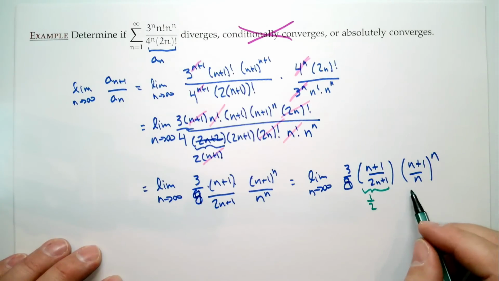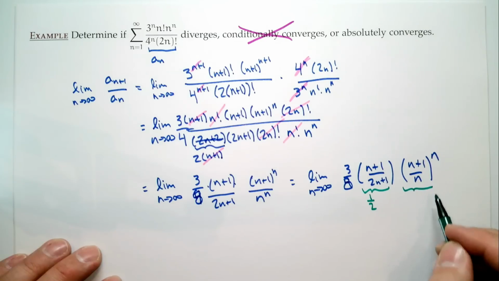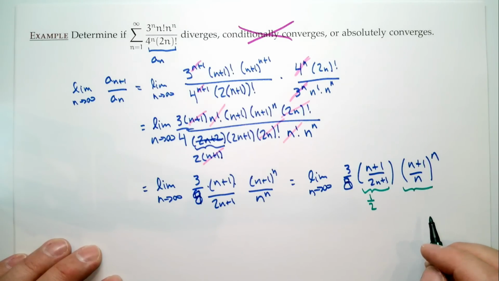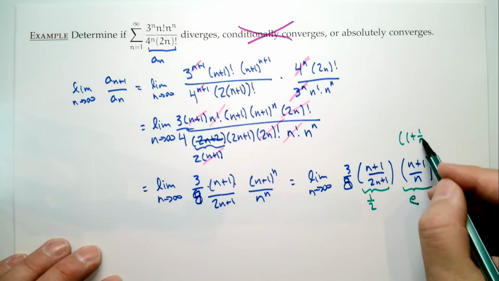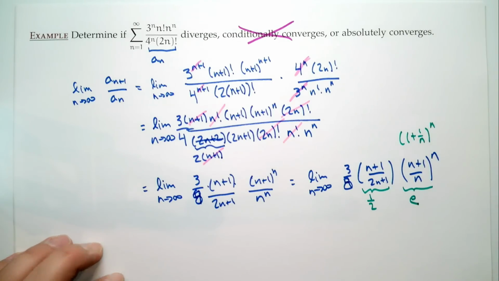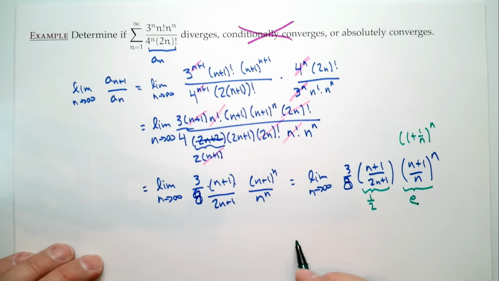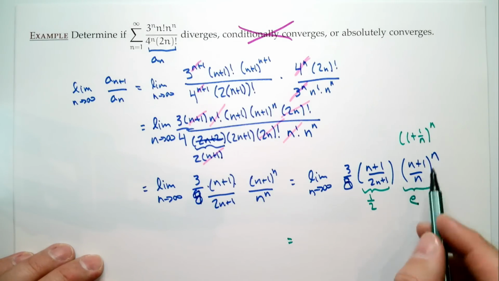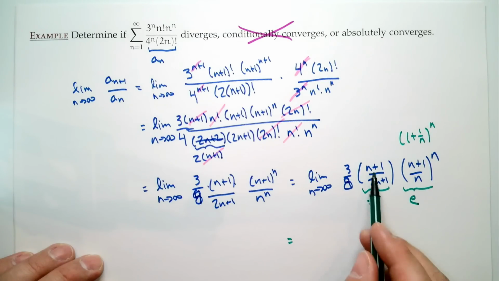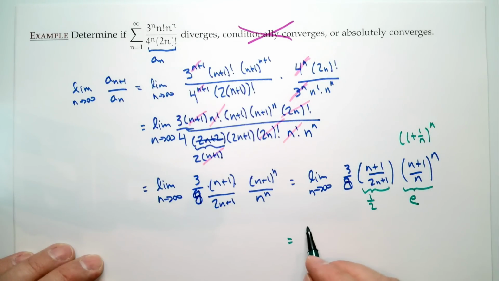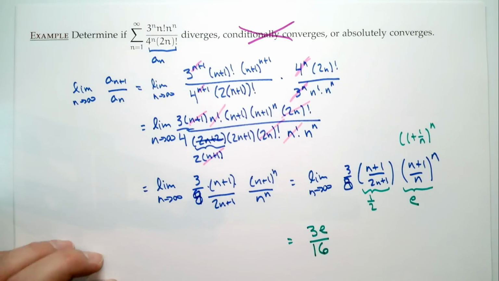What happens to n plus 1 over n to the n power? Goes to e. This is, again, it's 1 plus 1 over n to the n. And that goes to e. So, where are we? This becomes the limit. Well, actually, we don't have to do a limit anymore. We found the limit. So it's going to be 3/8 times 1/2 times e. So that becomes 3e divided by 16.